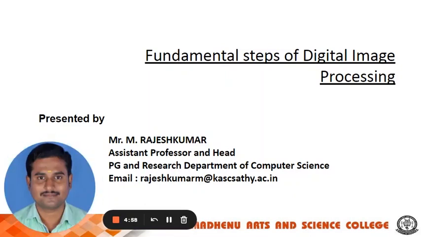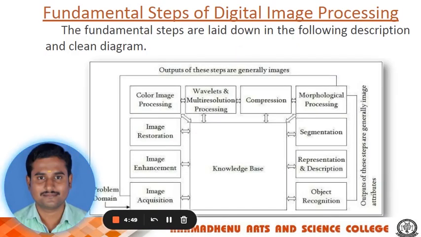Dear students and friends, in this lecture, let us discuss fundamental steps of digital image processing. So here we are having the fundamental steps of digital image processing. It contains image acquisition, image enhancement, image restoration, color image processing, wavelet and multi-resolution processing, compression, morphological processing, segmentation, representation and description, object recognition. So these are all the fundamental steps which we are having in digital image processing.